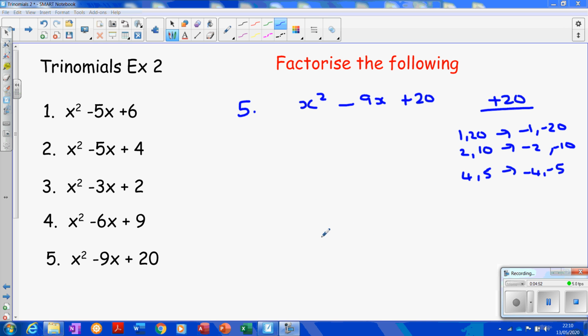Okay, next one, question 5. x squared minus 9x plus 20. So we're looking for factors of plus 20. It's positive, so we've either got two factors that are positive or two factors that are negative. I've listed all the factors down there.